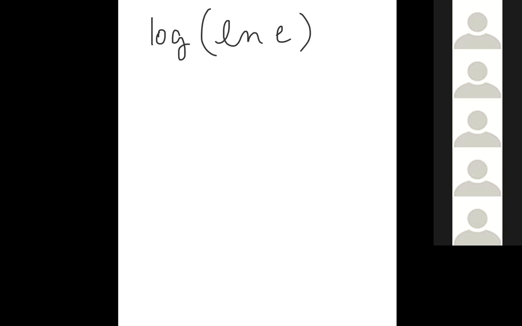Isn't it just one? Zero? Wait. What is it? Oh, it's zero. Zero? Yeah. Well, let's check. Natural log of e is 1. So that leaves you with log 1. Log 1 is absolutely 0. You guys are good? Yeah. All right. Awesome.